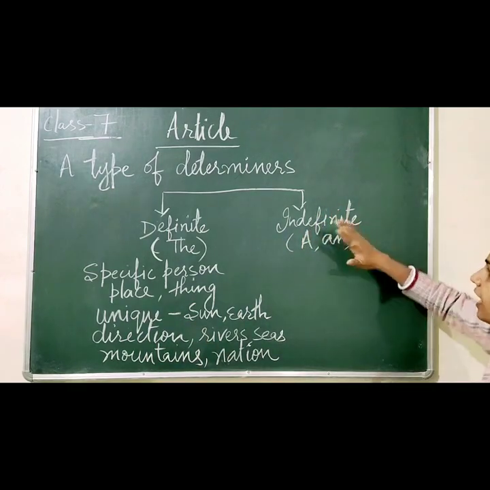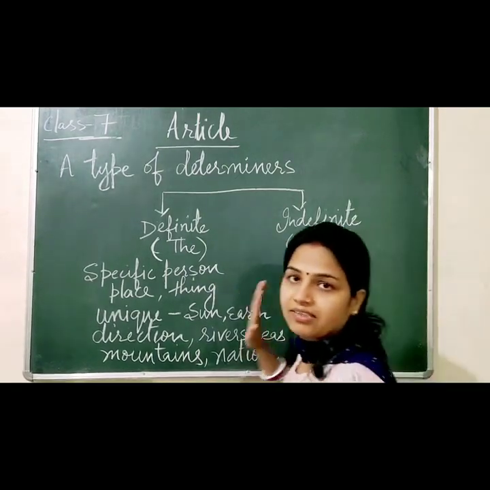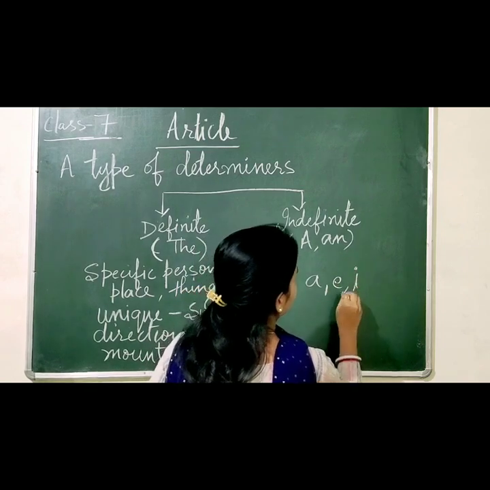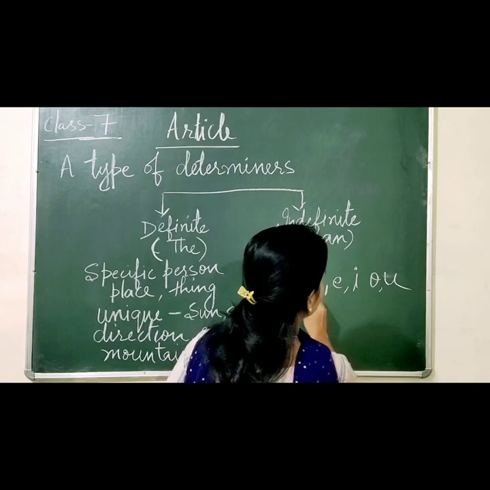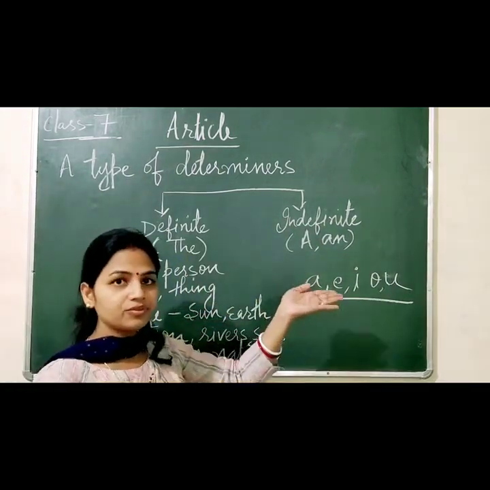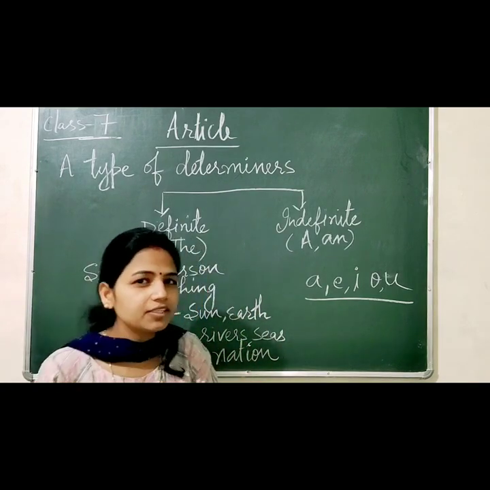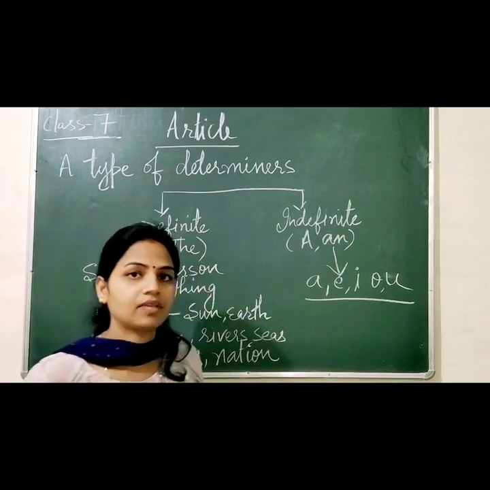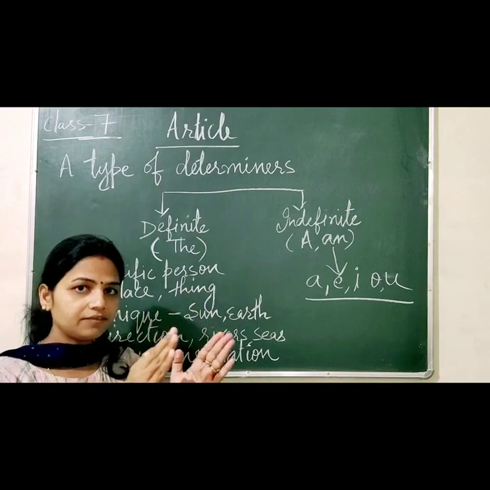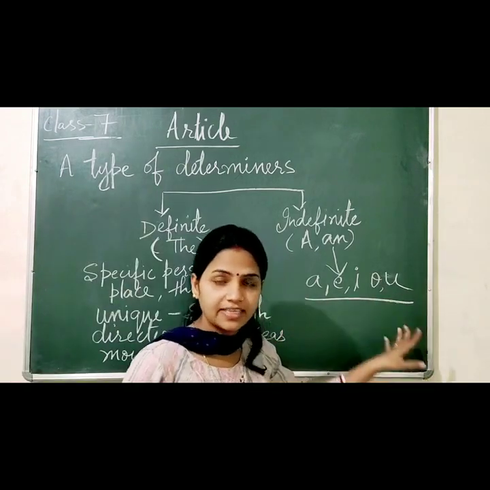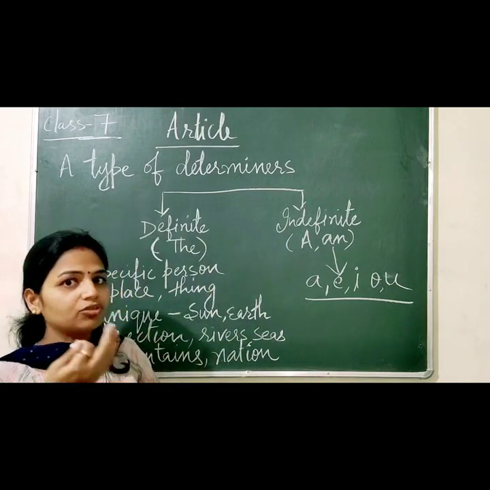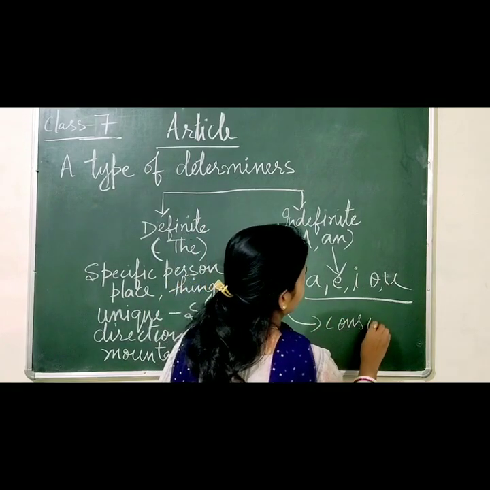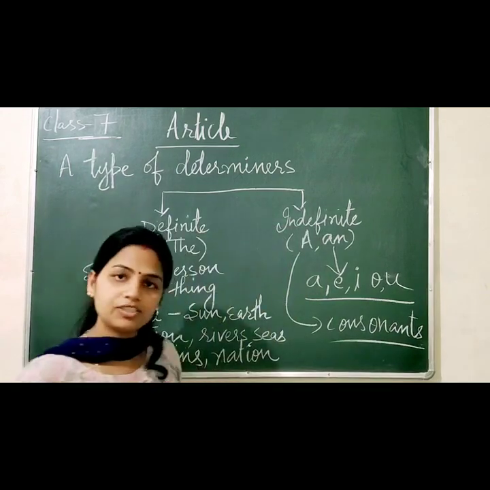Now the next category is the indefinite article. Here come a and an. A we have already learned in the lower classes. There are five vowels, A, E, I, O and U. These are the five vowels. So if any word starts with a vowel, or if any word sounds like it starts with a vowel, we will place an before that word. We will place an before those words if the word starts with any of these vowel letters, or if it sounds like it is starting with a vowel. And for the rest, the consonant words, we will place a.